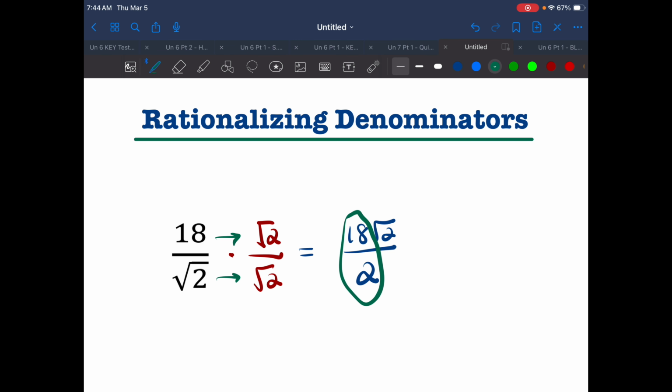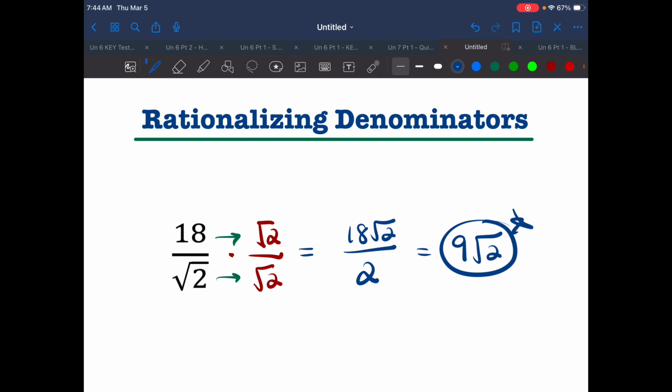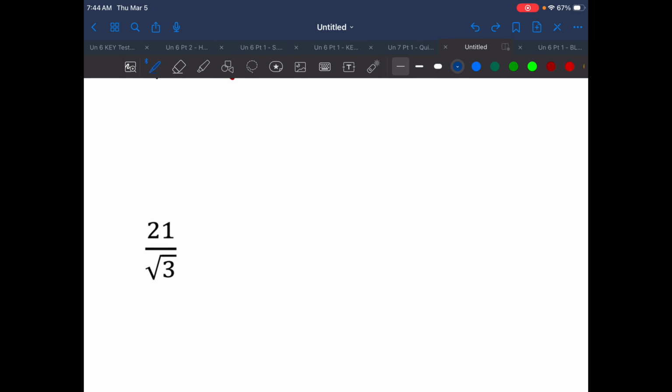We can divide 18 by 2. So that's going to leave us with a simpler version of the original. So 18 divided by radical 2 is equivalent to 9 radical 2. A little easier to look at, a little easier to use mathematically. All right, let's try another one.